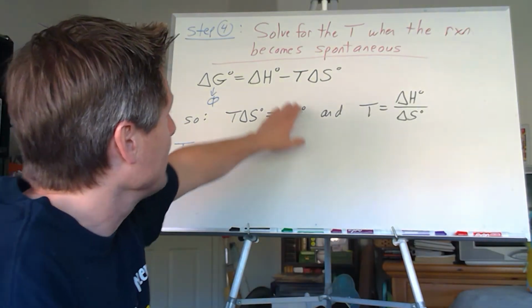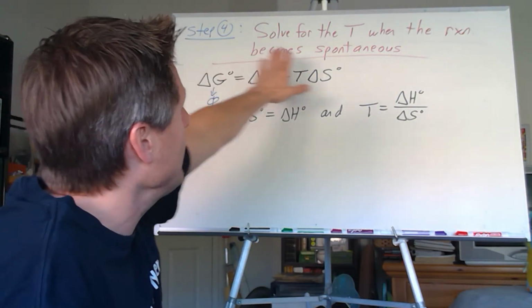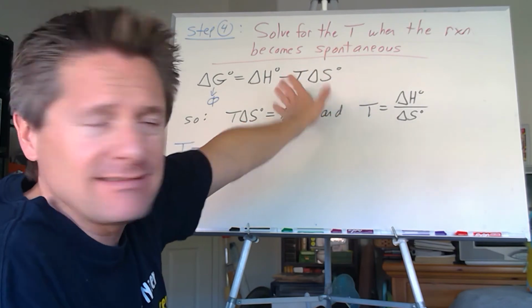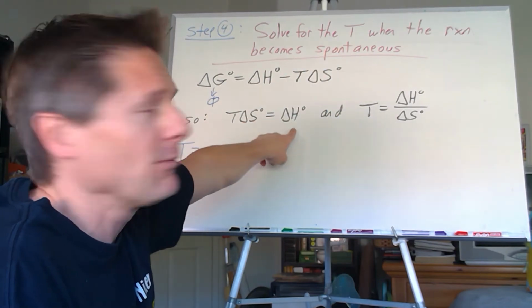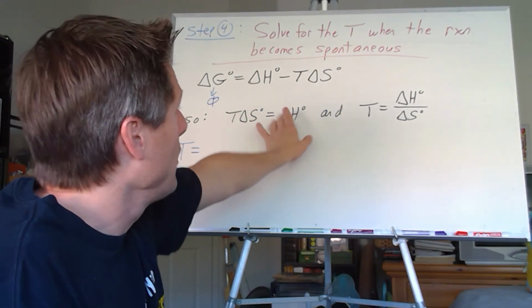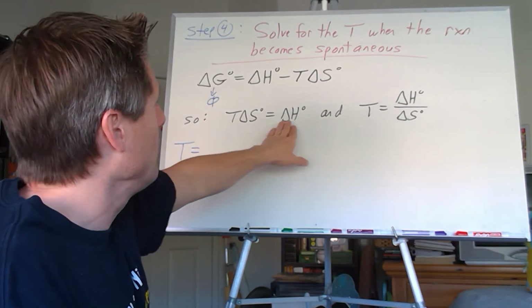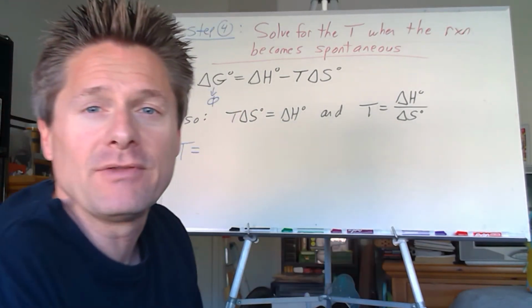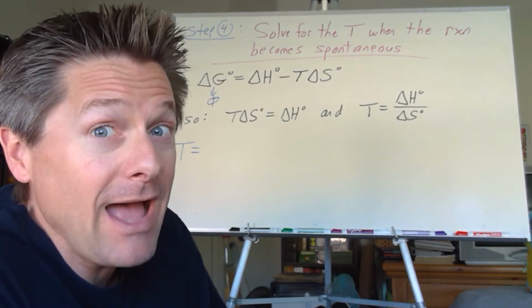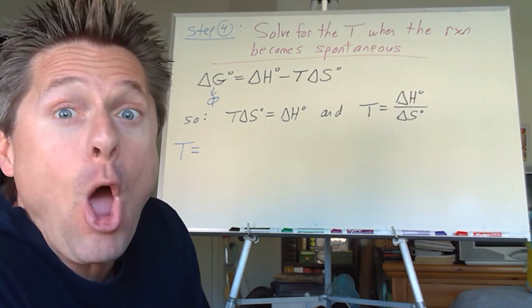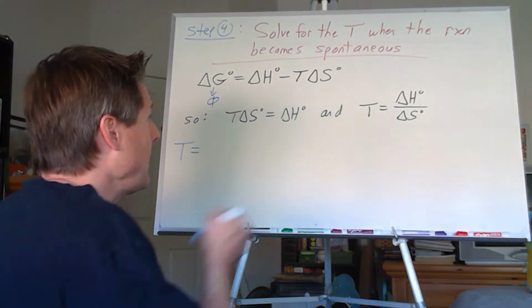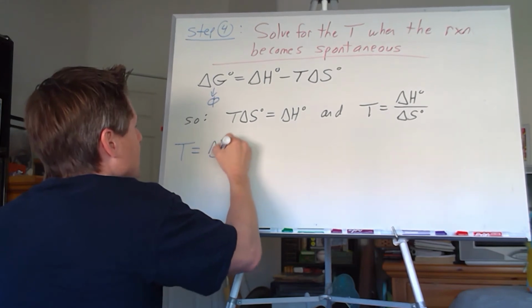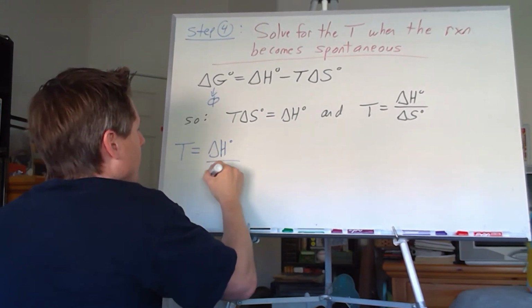All right, so I'm going to move T delta S to the other side. If that's 0, add T delta S to both sides. So T delta S naught equals delta H naught. Divide both sides by delta S. So T will be delta H naught divided by delta S naught. I see a lot of people get those upside down. Work on your algebra, please. All right, so T is delta H naught over delta S naught.